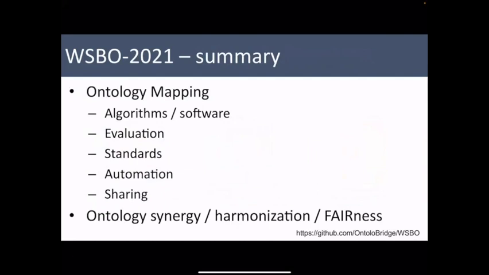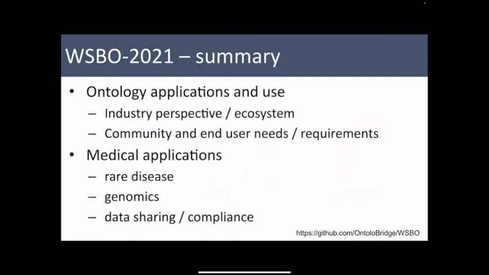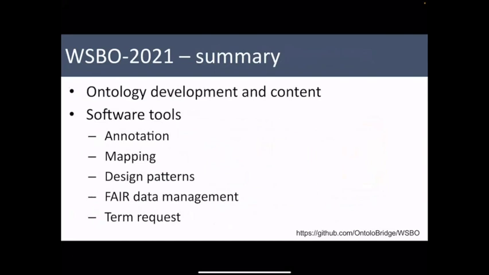So I put together a really brief summary. It's certainly not comprehensive, but what we heard about: ontology mapping, algorithms, software, evaluation, standards, automation, and sharing, ontology synergy, harmonization, FAIRness. Ontology applications and use, so industry perspective, ecosystems, community and end user needs and requirements, medical applications, rare disease, genomics, data sharing, compliance. Ontology development on content, various ontologies presented, and software tools for annotation, mapping, design patterns, FAIR data management, term requests.